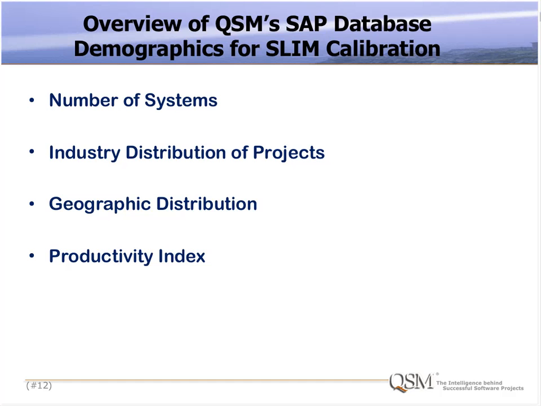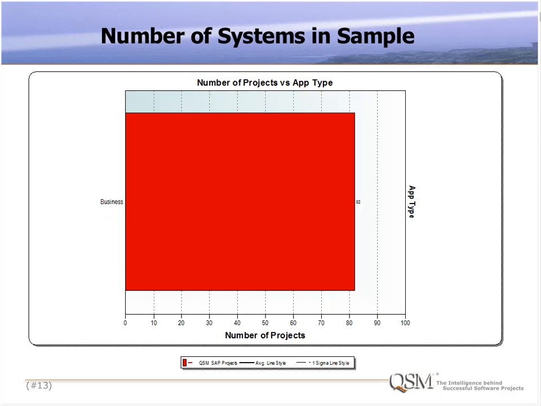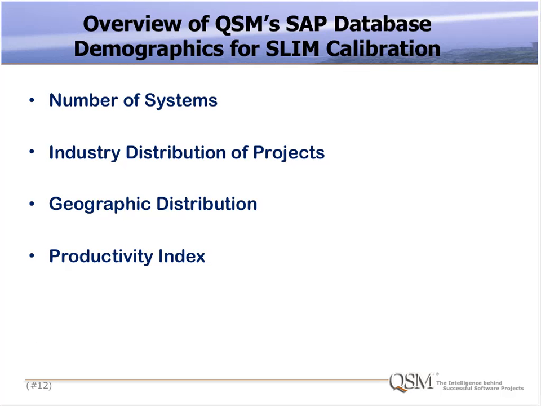For this, you would use our SLIM Metrics product. SLIM Metrics would be able to take the history from the data manager, and it'll let the user analyze it and break it into different categories, and let you measure things like productivity and quality, create custom trend lines so you can do benchmarking with SLIM Estimate, things like that. So we're going to look at number of systems, industry distribution of projects, geographic distribution, and how that productivity index is distributed across multiple projects.